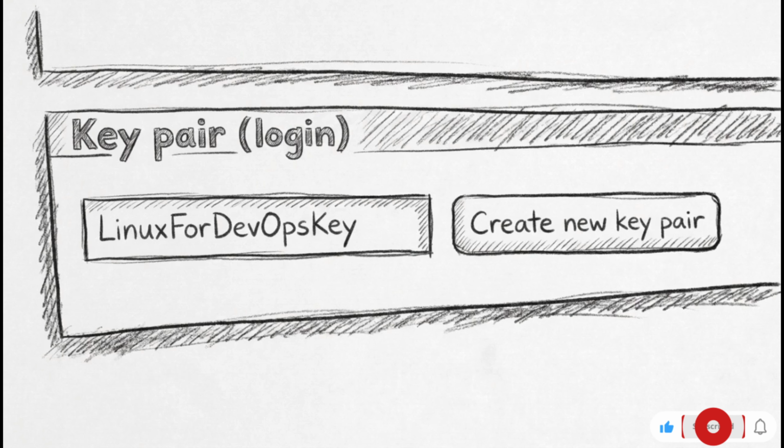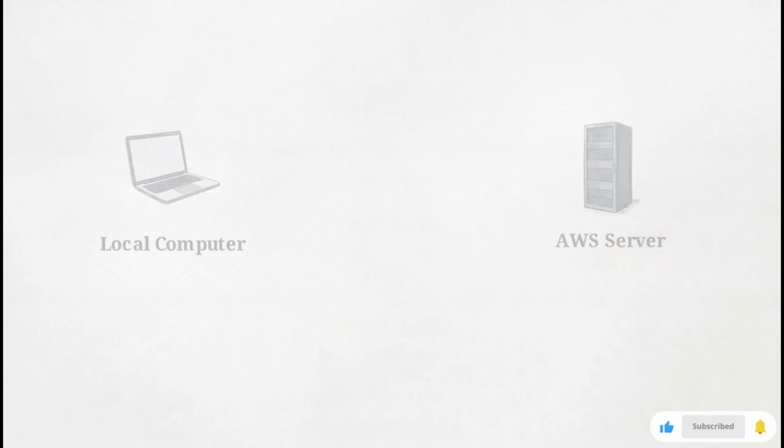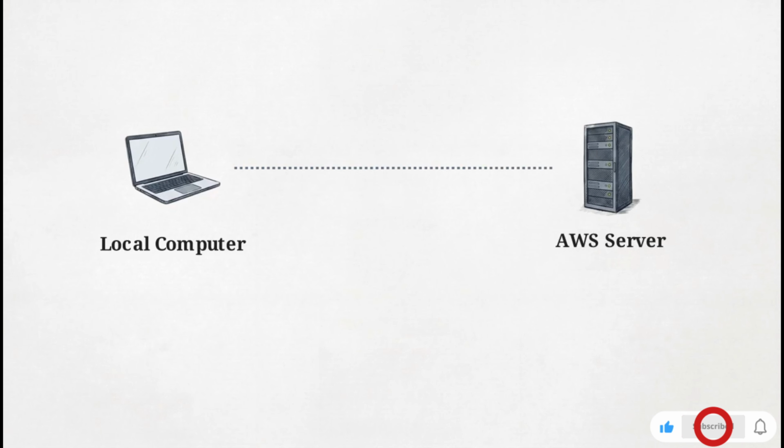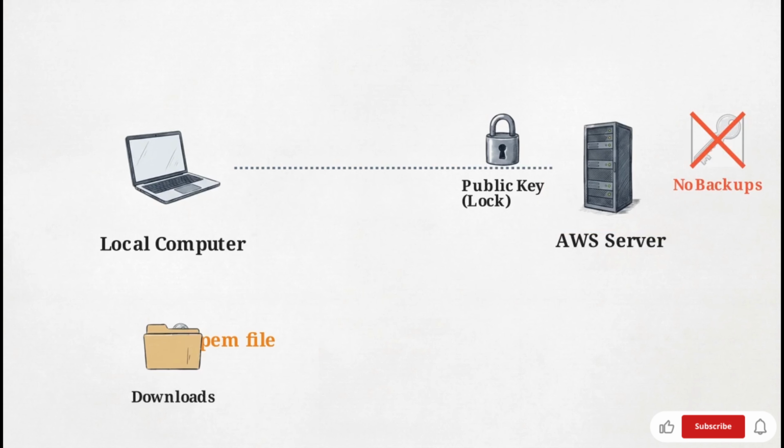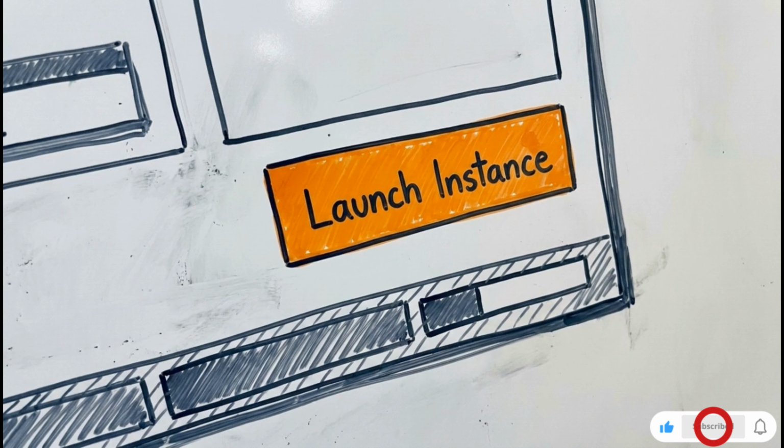Scroll down to the key pair section, click Create New Key Pair and name it Linux for DevOps Key. Think of a key pair like a secure phone connection. The server holds a public lock anyone can see, answering only to your exact private key. Creating it downloads a .pem file to your computer. AWS keeps no backups. With your key safely downloaded, click the orange Launch Instance button.